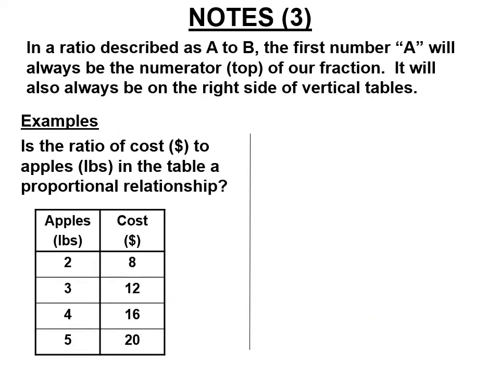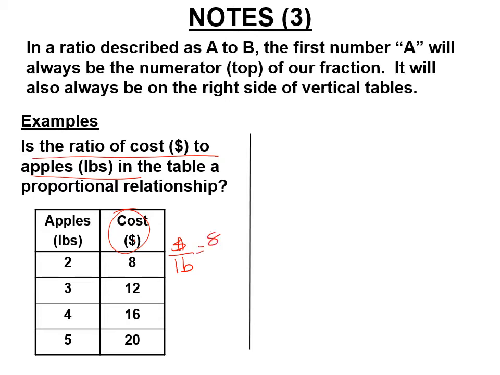Now, we have to be careful with these tables, and this is going to be an issue, especially when we get to graphing them, and we are going to graph them. All right, so it says in a ratio described as A to B, the first number A will always be the top. All right, we've talked about this. It will also always be on the right side, which is sort of weird, right? Because you're going to write this as 8/2 if it's the ratio of dollars to apples, right? That makes sense because prices are in dollars per pound. But in tables, the first thing goes on the right. The reason for that is because of graphing, and we will see that.